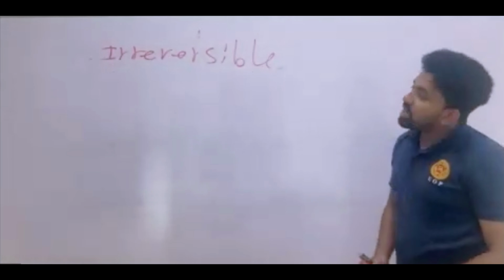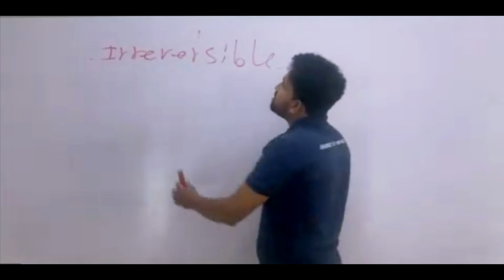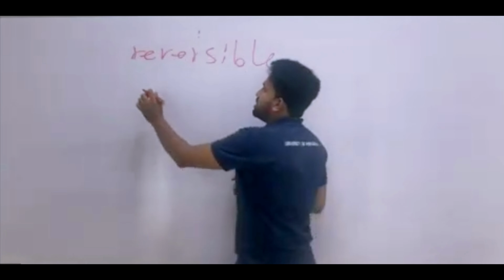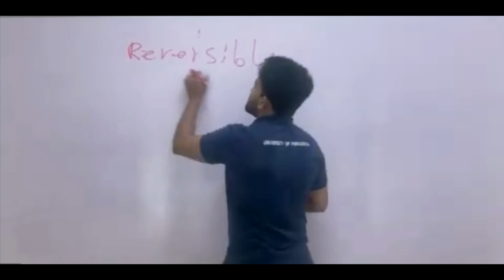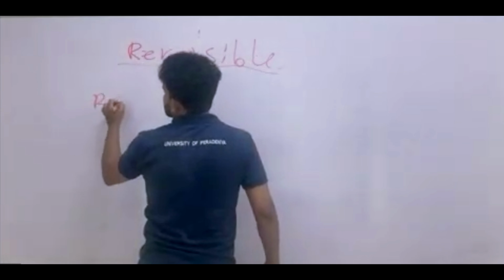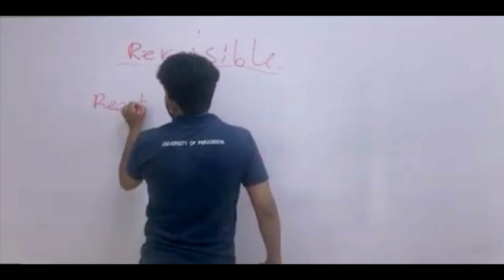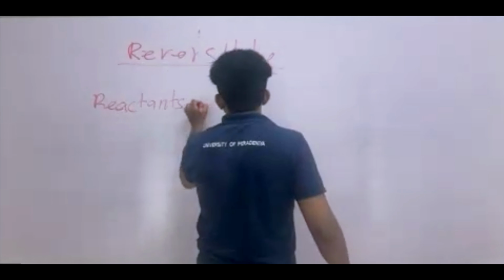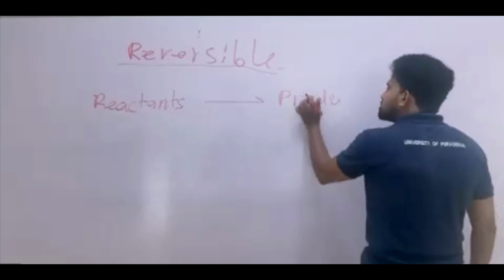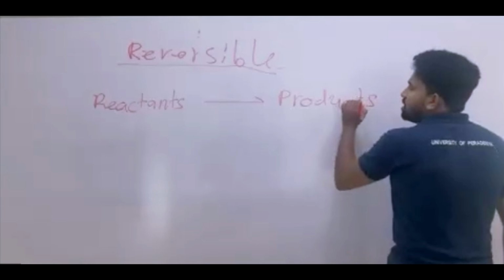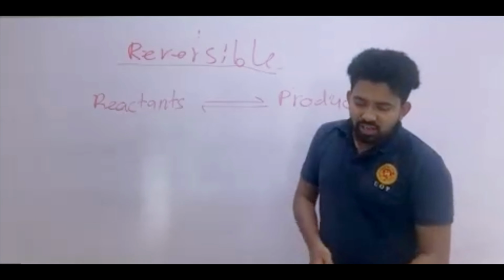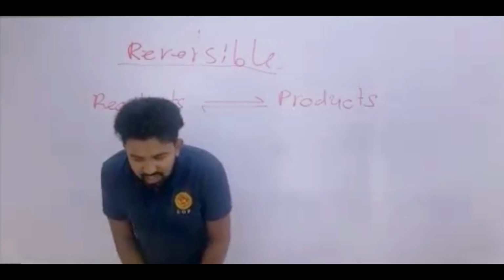That is called a reversible reaction. Those are reversible reactions, unlike irreversible reactions. We can start from the reactants and go to the product, and also we can start from the product to form the reactant. I'll demonstrate that one.